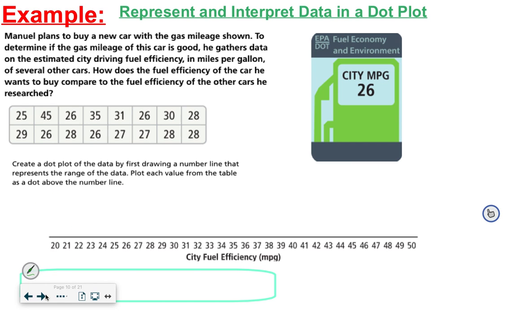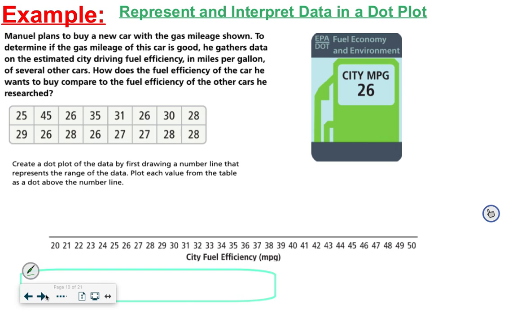First, we are going to represent and interpret data in a dot plot. Manuel plans to buy a new car with the gas mileage shown. To determine if the gas mileage of this car is good, he gathers data on the estimated city driving fuel efficiency in miles per gallon of several other cars. How does the fuel efficiency of the car he wants to buy compare to the other cars he researched? These are the given data, which show miles per gallon.